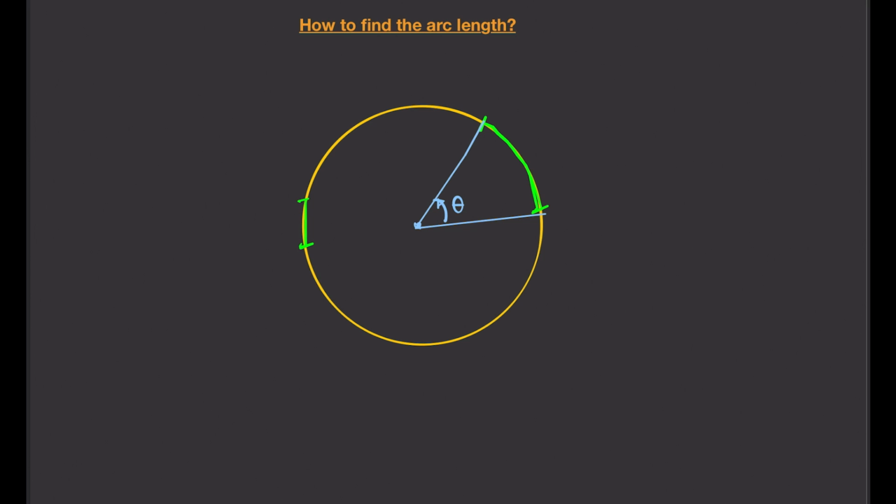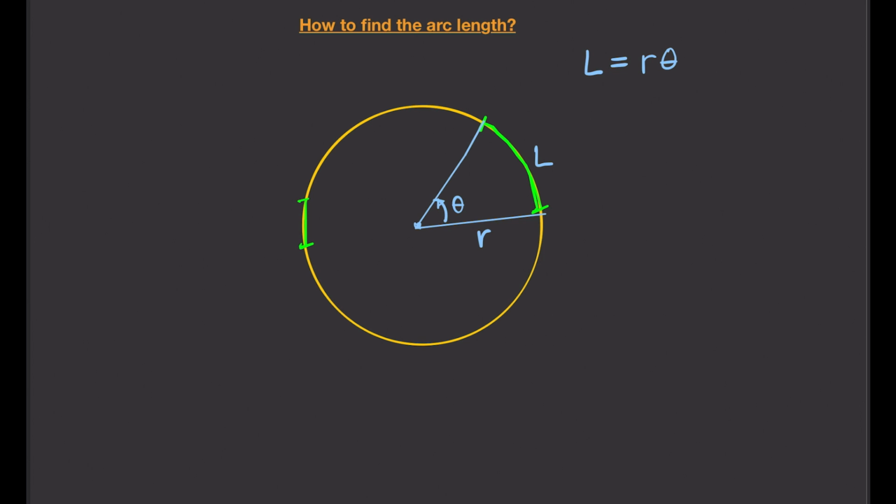The question is, what is the length of the arc? What is L? What is the length of that arc? Well, there's actually a formula, and the formula is pretty straightforward. The arc length L is equal to R times theta, where R is the radius of the circle.